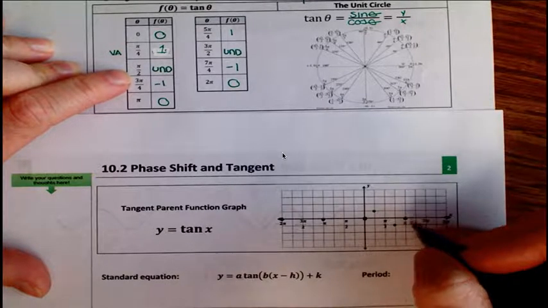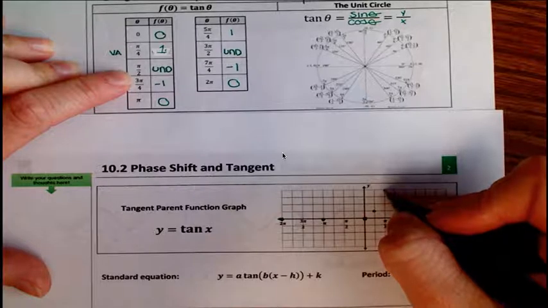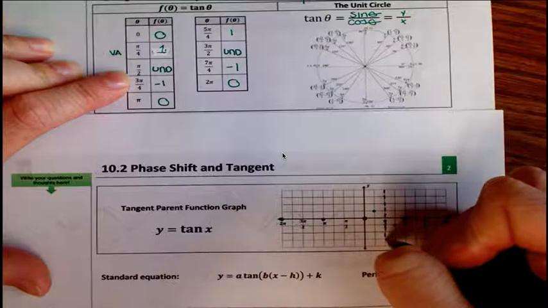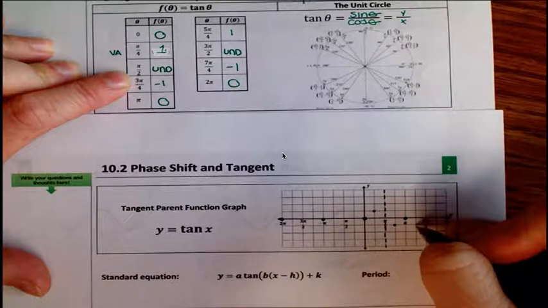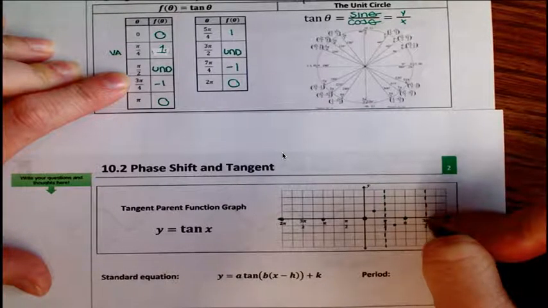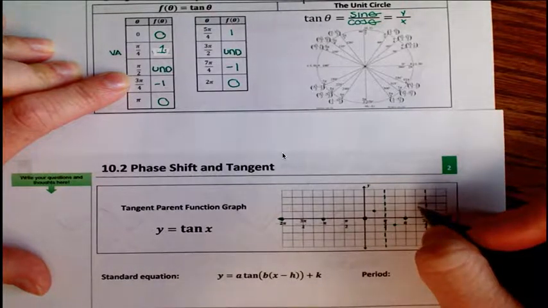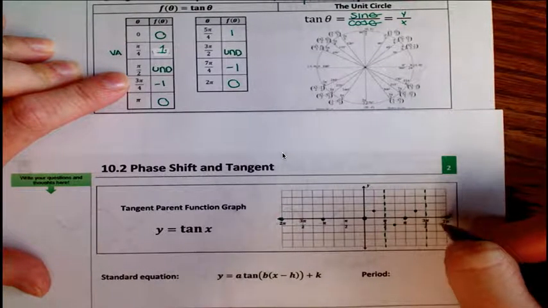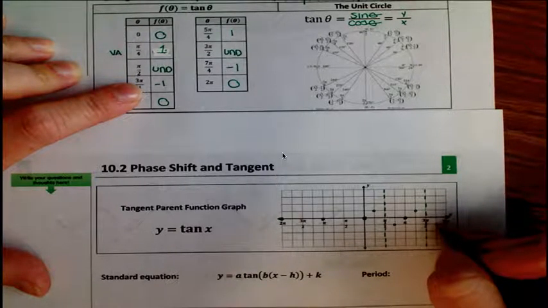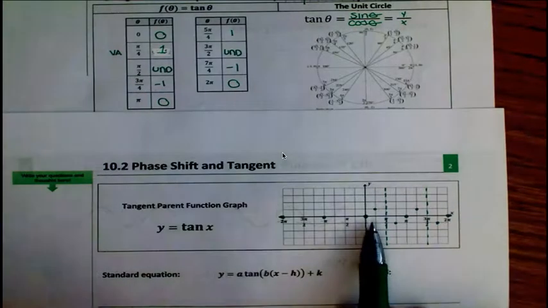But here, at pi over 2, I shouldn't have skipped that, I'm sorry. At pi over 2, it is undefined. What is happening there is something called an asymptote. And it similarly happens at 3 pi over 2. Right here at 5 pi over 4, it's 1. And at 7 pi over 4, that's going to be right here, it is -1. And we can reflect this.